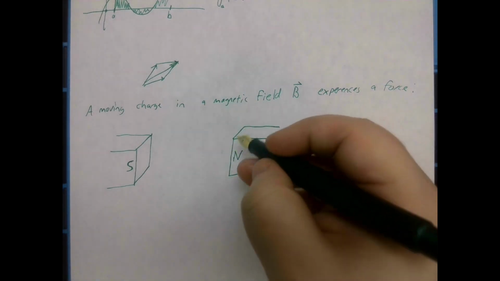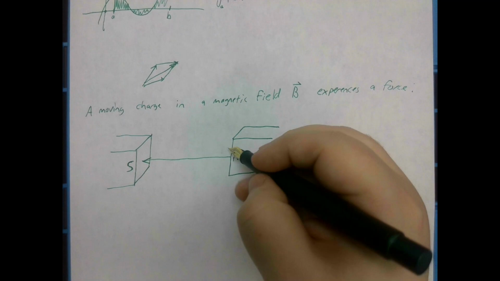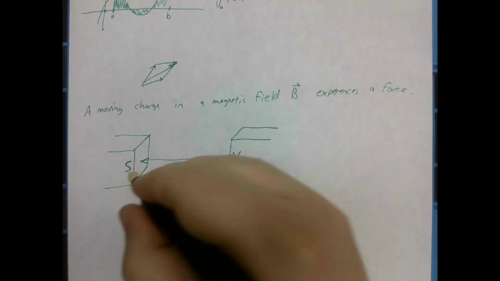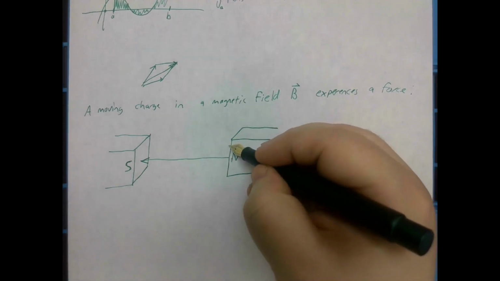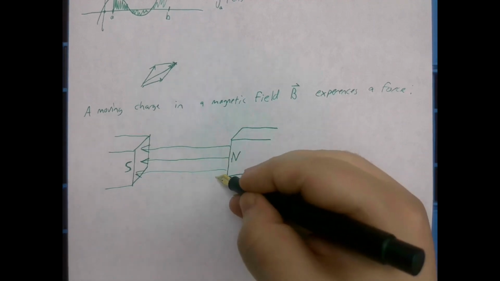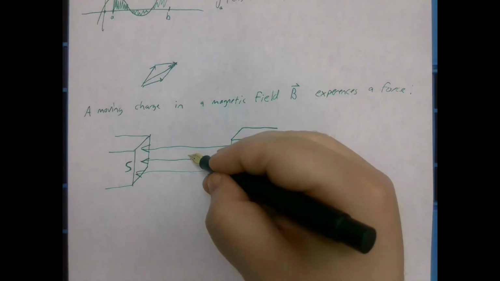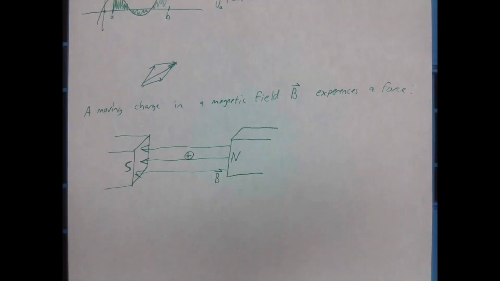But the magnetic field is going to point from north to south. You can think of north as positive, south as negative. It's just how we define it. So this is going to be our magnetic field. And let's put a small positive charge in it.